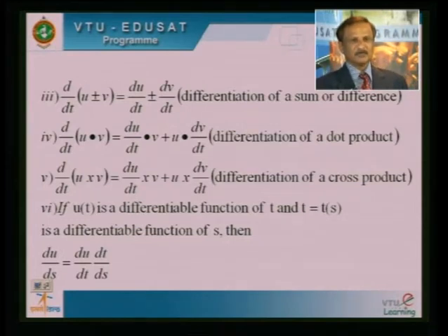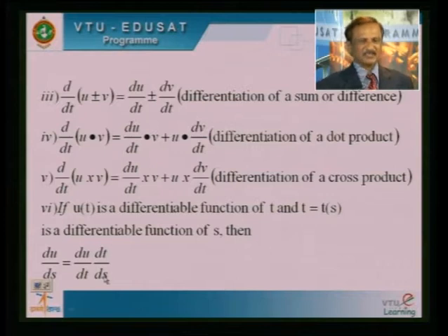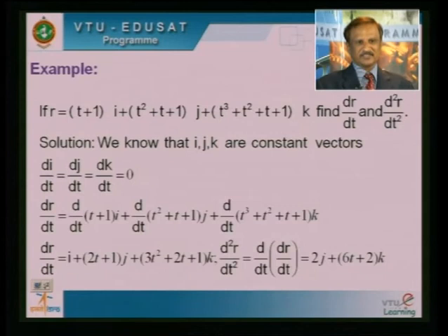Suppose u of t is a differentiable function of t, where t is a function of s. It means t may be a function of s. In that case, how do we find the derivative? It is very simple. You can use the chain rule, right? du by ds, meaning the derivative of u with respect to s, is equal to du by dt into dt by ds. Is it clear? So using this formula or using all these formulas, I hope you are now able to differentiate the given vector functions. Is it clear?